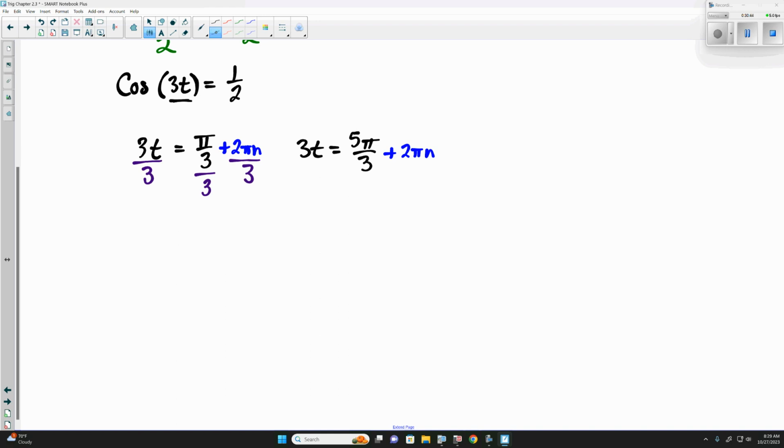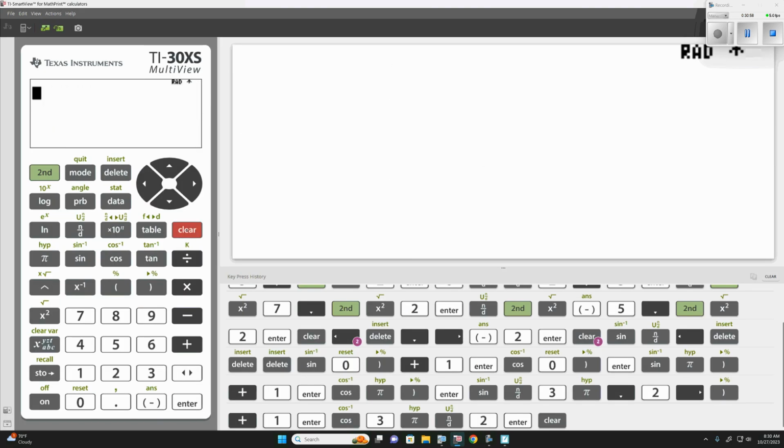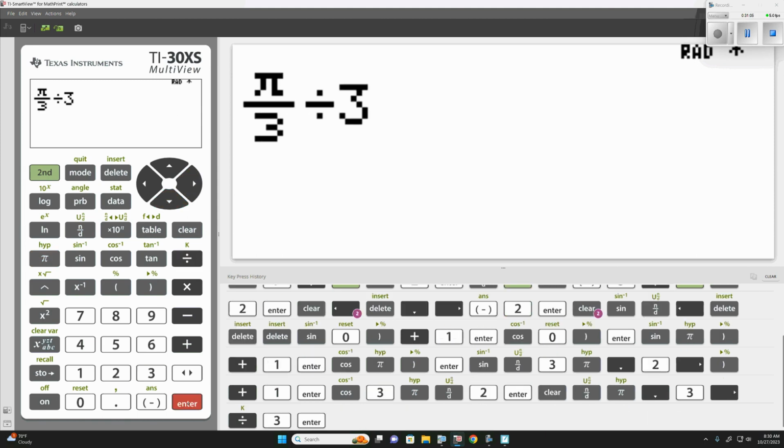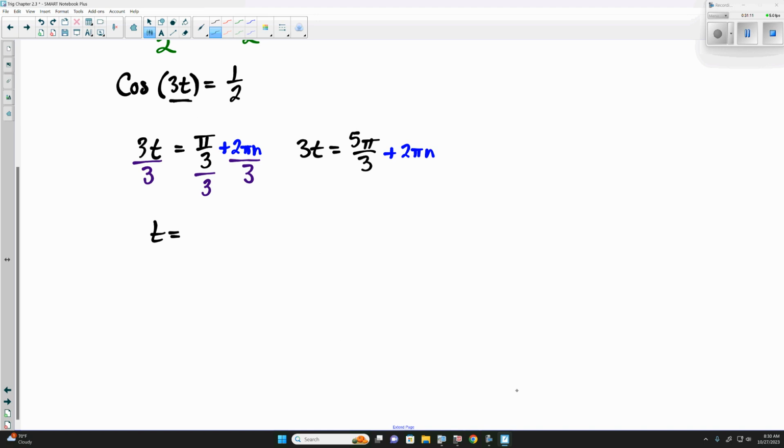Personally, I feel this is a little bit easier to work with because 3t divided by 3 is just t. Pi over 3 divided by 3. Well, we could do this by hand. Or I can let the calculator say pi over 3 divided by 3 is pi over 9. Let the calculator do it for us.